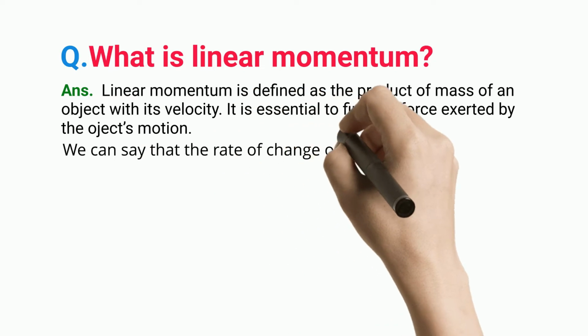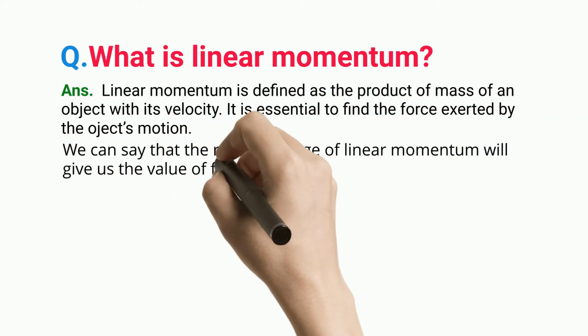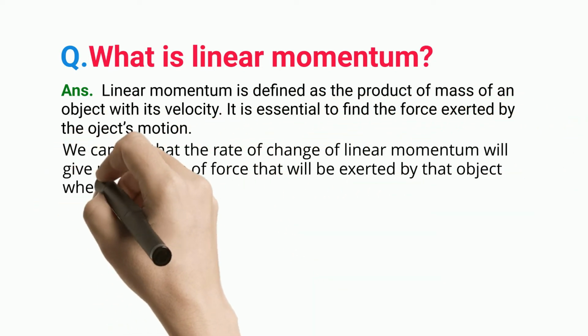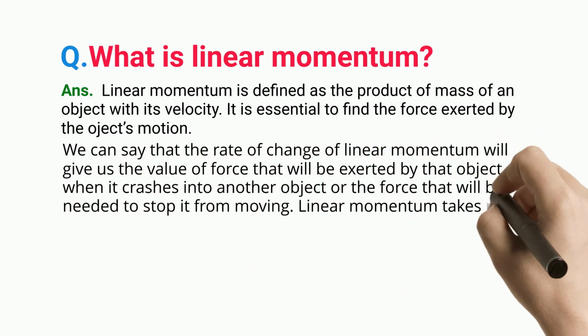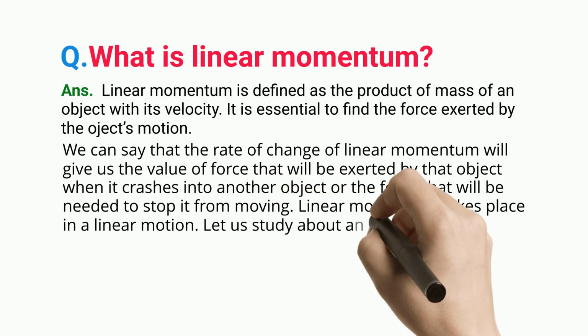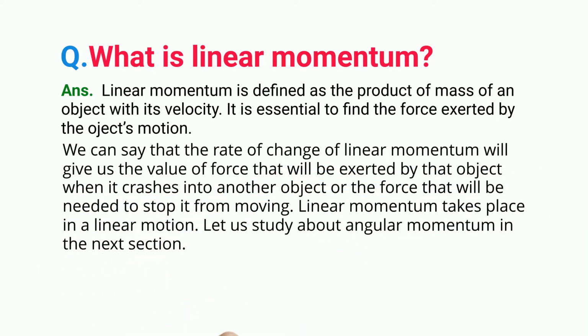We can say that the rate of change of linear momentum will give us the value of force that will be exerted by that object when it crashes into another object, or the force that will be needed to stop it from moving. Linear momentum takes place in a linear motion. Let us study about angular momentum in the next section.